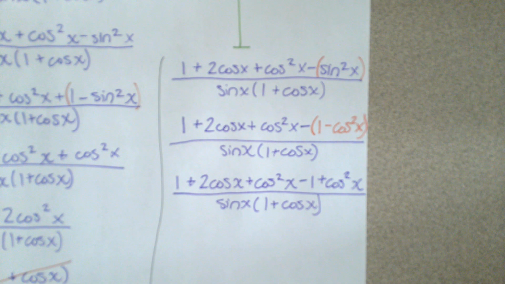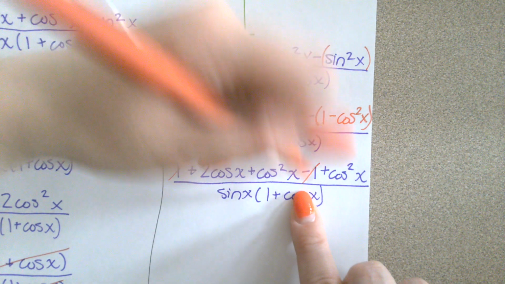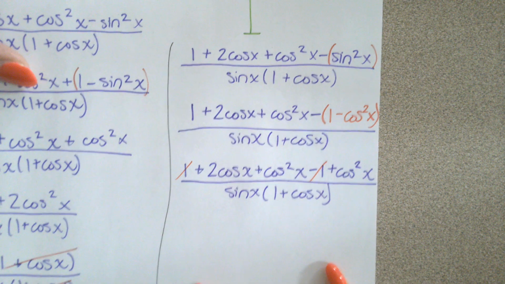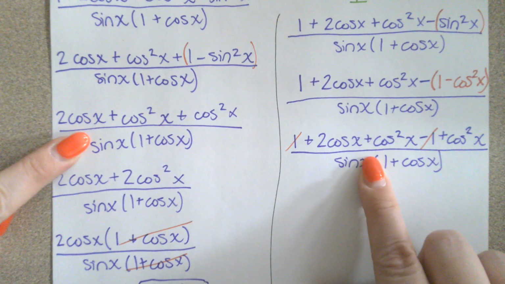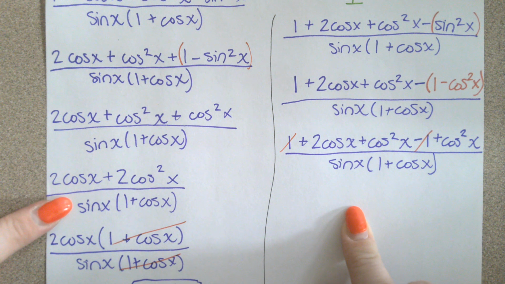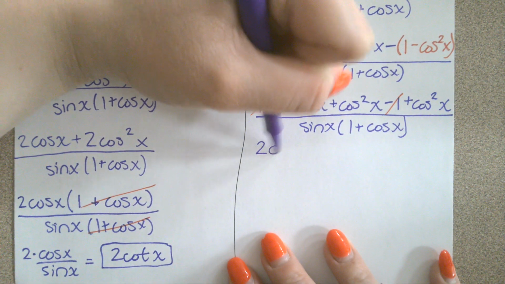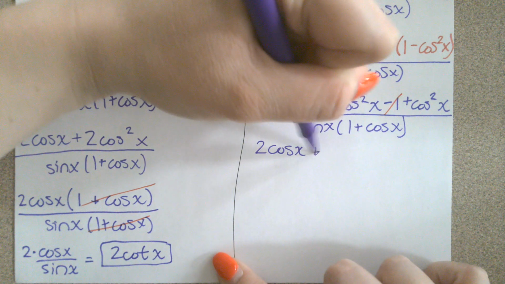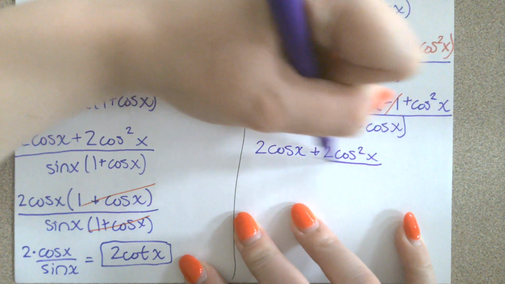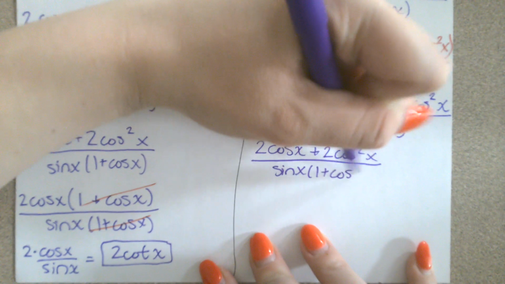All right, let's see what like terms we can combine. We have a positive 1 and a negative 1. Those will cancel. And then we have 2 cosine squareds, just like we did previously. So actually, we're basically at the equivalent of this step here from option 1. My next thing that I write is going to be exactly what I have here. 2 cosine of x plus, and then I'm going to add these together to get 2 cosine squared x over sine of x times 1 plus cosine of x.